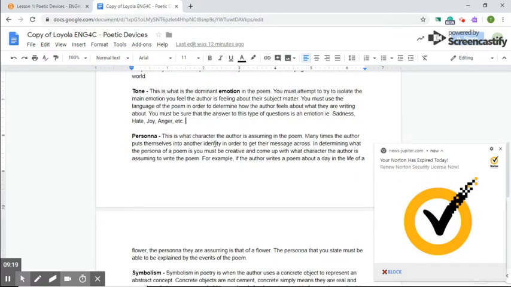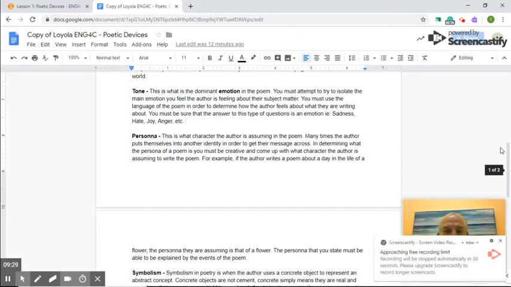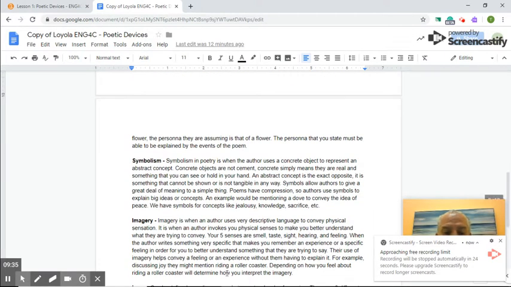Persona is a tough one. It's the one that asks you to be the most creative in the poem. What character is the author assuming in the poem? What is the author pretending to be in the poem? And you can make this up. The more creative you are with it, the better it's going to be. Symbols and imagery are authors' particular use of words in poems.